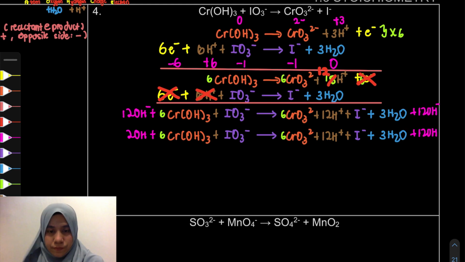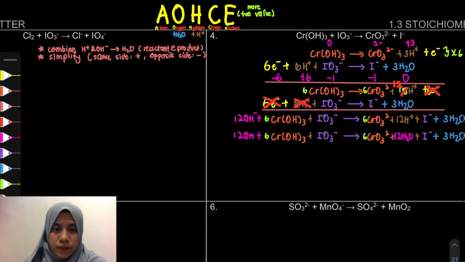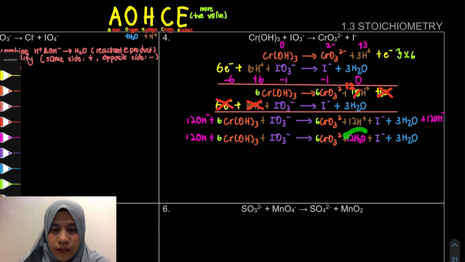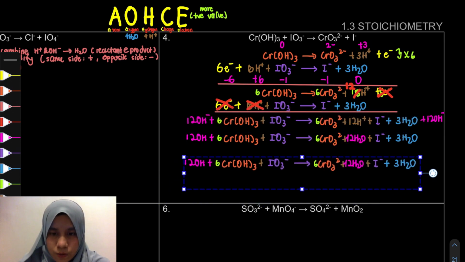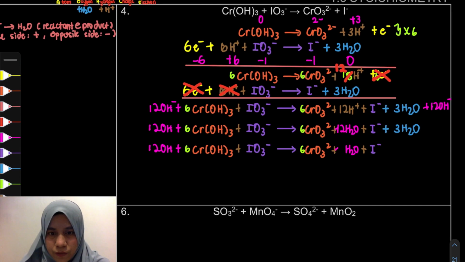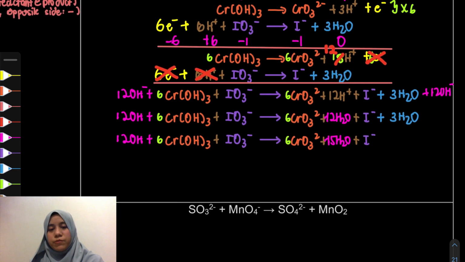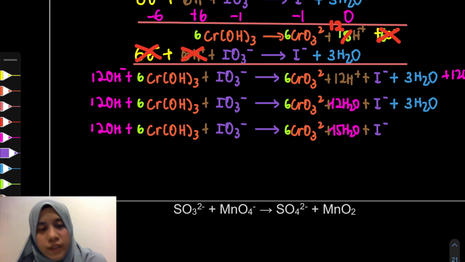So it becomes 12 H2O. I'm just going to delete it. So here it will become 12 H2O. But when we look here, we can simplify the water again. Here, the water is on the same side, so on the same side we add the values. So when we add, here becomes 15 H2O. So this is the balanced equation for the basic medium, where the final equation has OH minus.